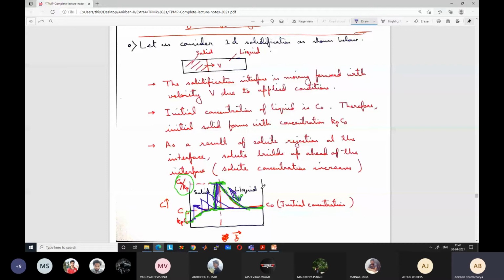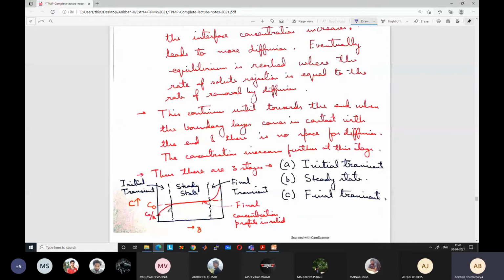So initially, it starts with a low concentration, C0 by Kp. Sorry, this is C0 into Kp. Okay, not C0 by Kp. Kp into C0, the initial concentration. So note this down. Okay, in your notes it is C0 by Kp.